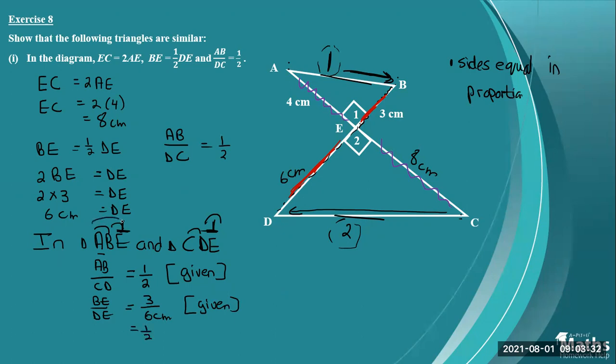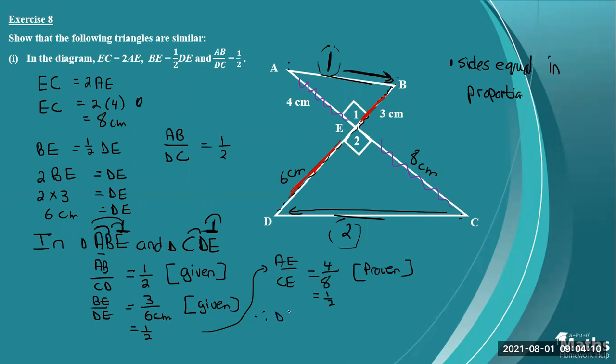Then the last one will be AE. I'm running out of space. So underneath that one, you must write AE over CE. AE is 4 and CE is 8. I'm just going to say here, it's equal to 1 over 2. And why is this 4 over 8? It's proven because we already proved it there.